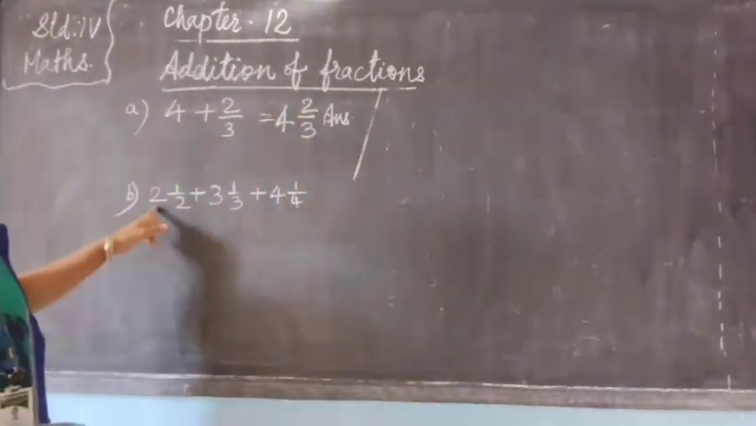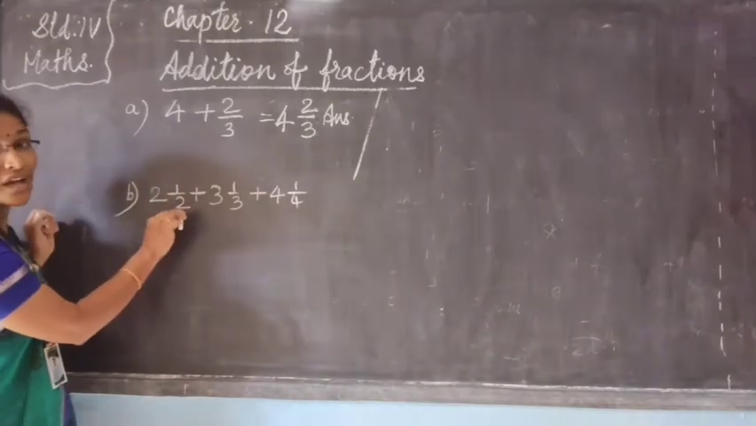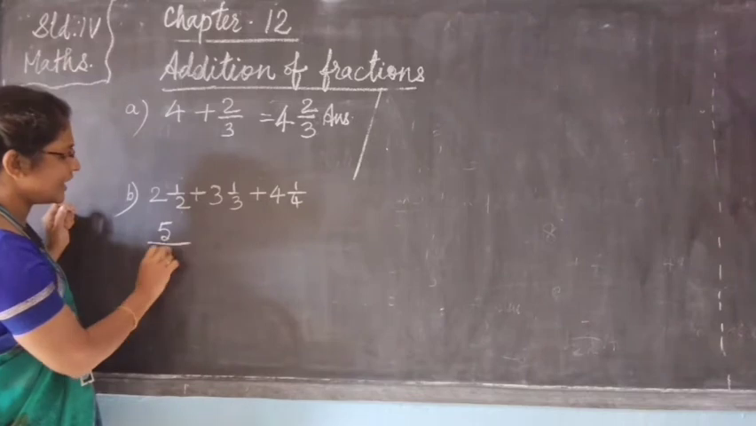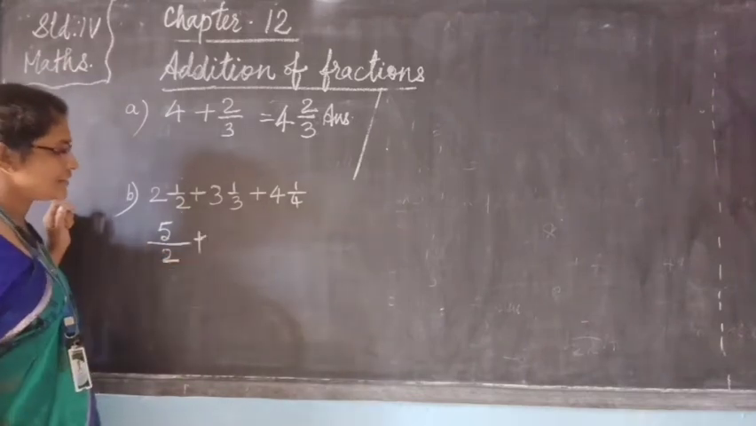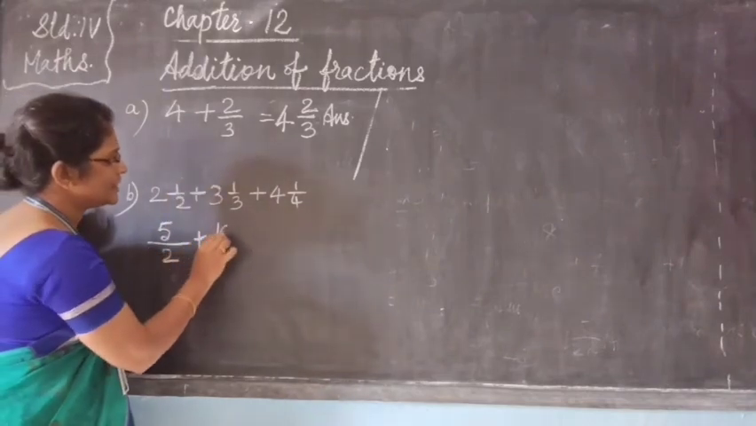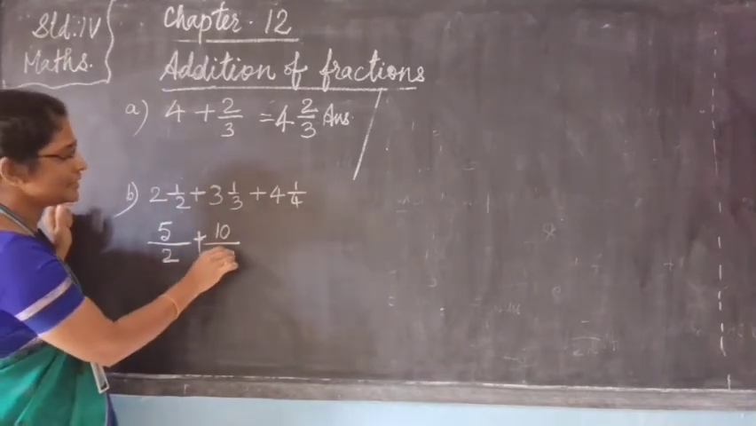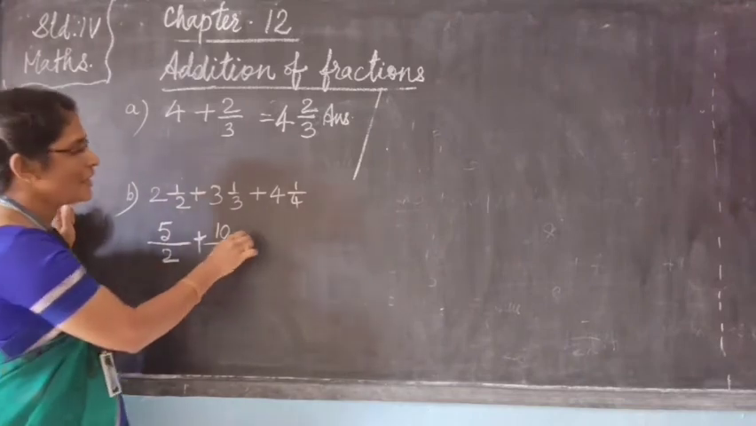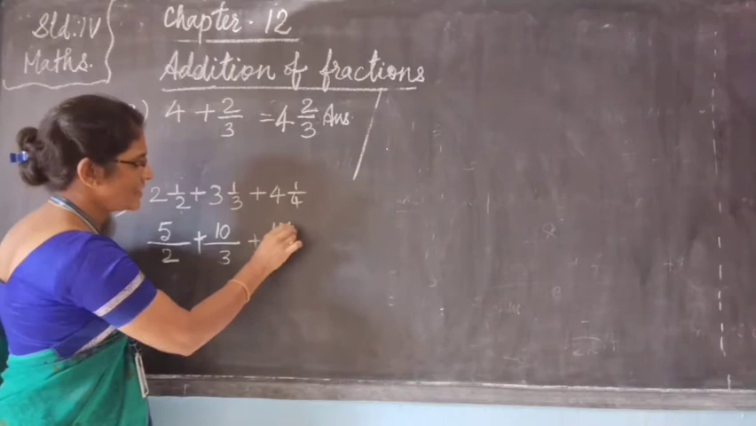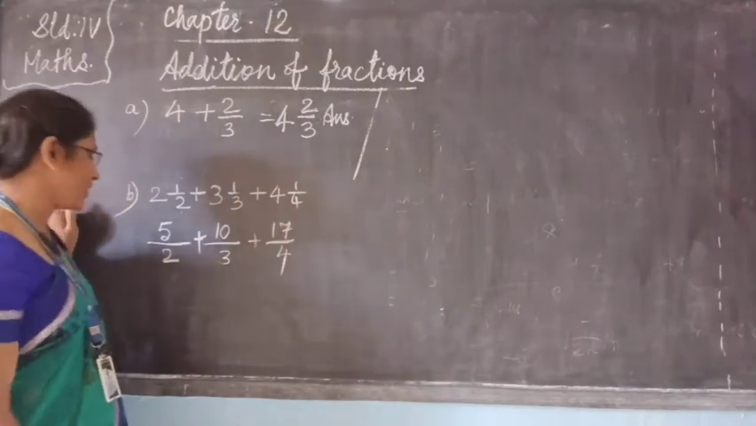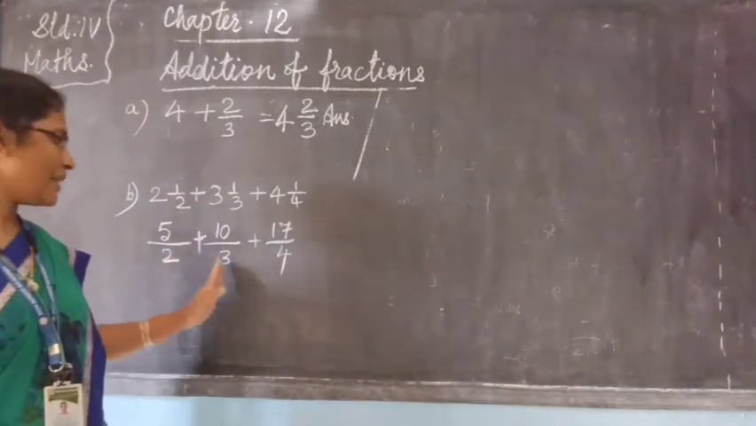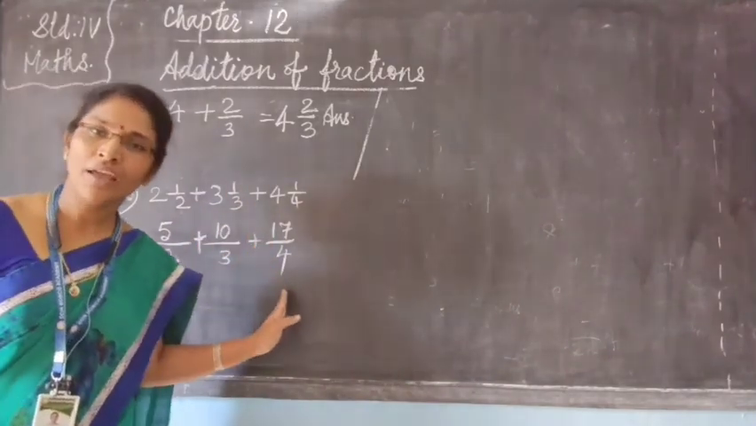Okay, we will change them into improper fractions. 2 2s are 4 plus 1, 5 by 2. Plus 3 3s are 9 plus 1, 10 by 3. The denominator will be the same. 4 4s are 16 plus 1, 17 by 4. We got the fractions: 5 by 2 plus 10 by 3 plus 17 by 4.